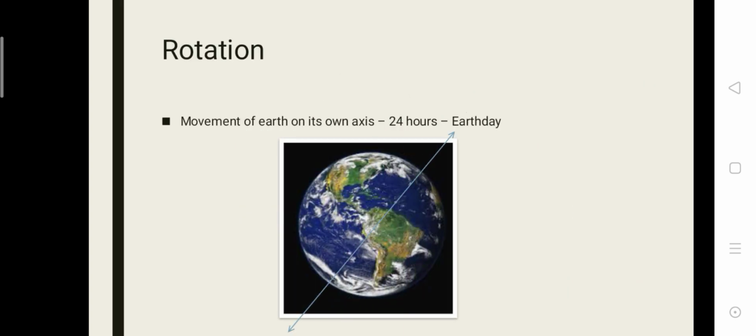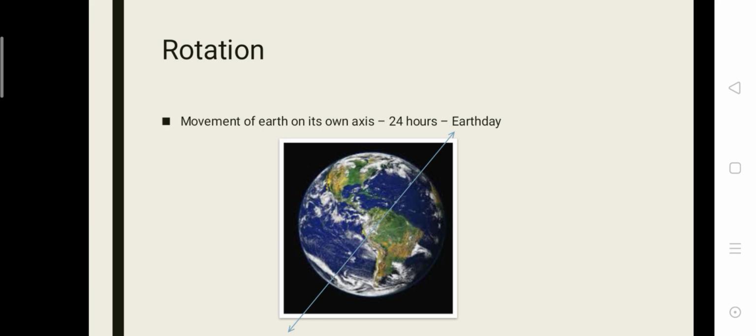In our previous classes we have already studied that rotation is the movement of the earth on its axis. The axis is an imaginary line which is tilted to 23.5 degrees. As you all know, the earth takes a round around the sun, and along with that the earth also rotates on its own axis, and that rotation takes 24 hours. The period of rotation is known as the earth day.